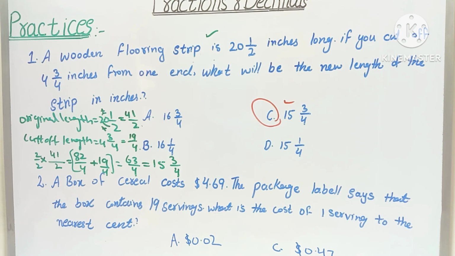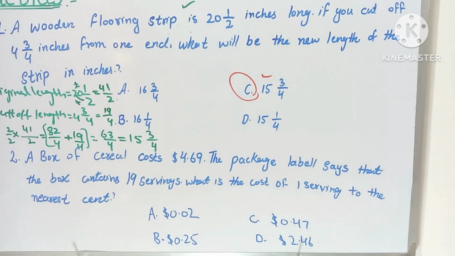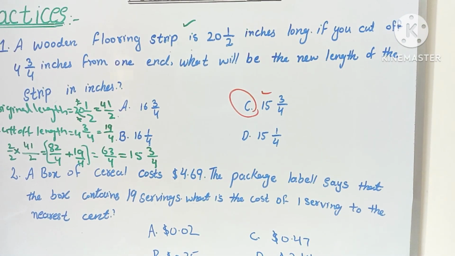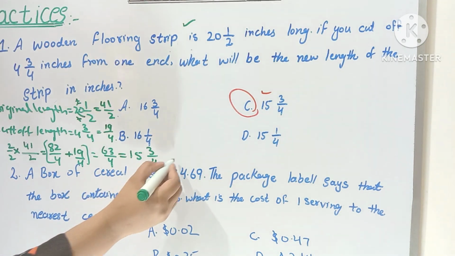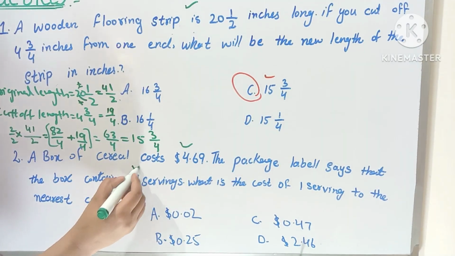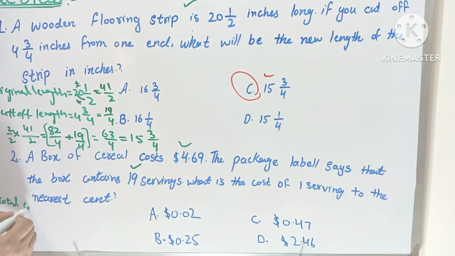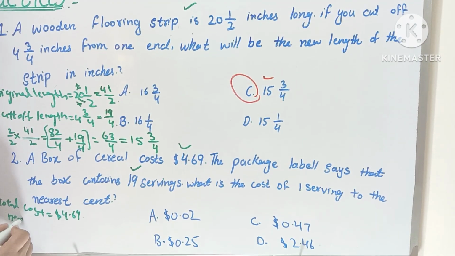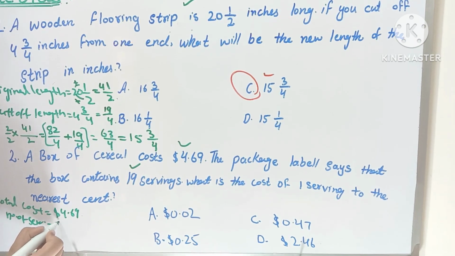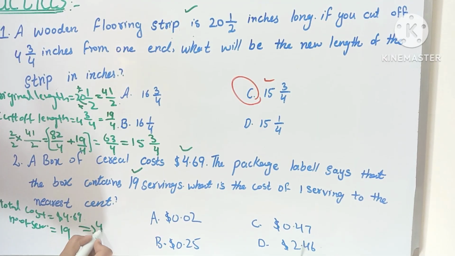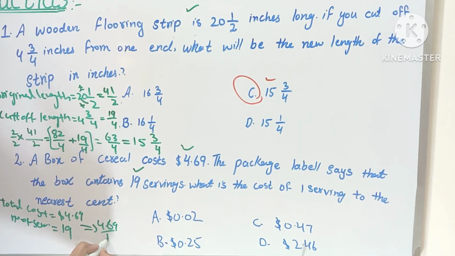Next question. Question number 2. A box of cereal costs $4.69. The package label says that the box contains 19 servings. What is the cost of a serving to the nearest cent? The total cost is $4.69 and the number of servings is 19. Now what will we do? We will divide them: 4.69 divided by 19.